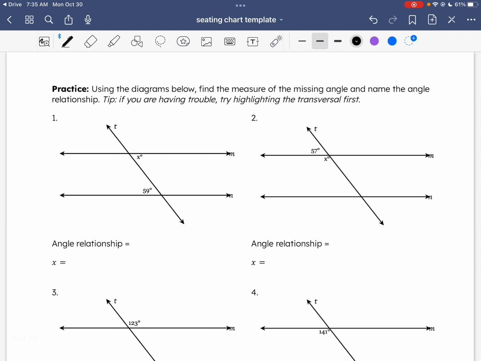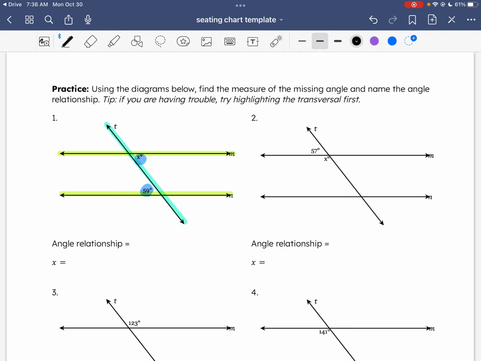So now we're going to do some practice. Like I said, you can pause now and try some of these and then check your work, but I'm going to go ahead and go straight through and work all of these. So it says, using the diagrams below, find the measure of the missing angle and name the angle relationship. So we have angle here and angle here, and I'm going to highlight the parallel lines green, and the transversal a different color.